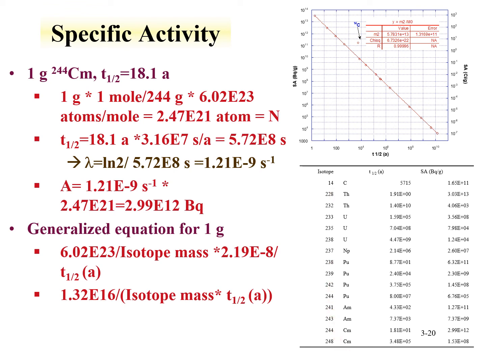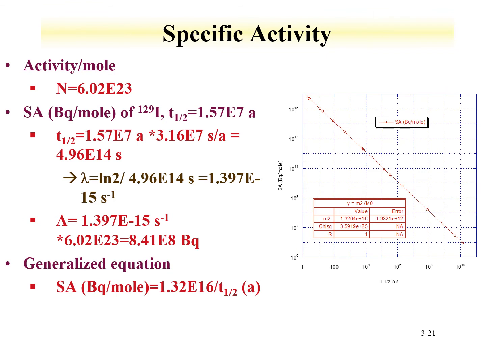A better way of looking at specific activity would be to actually look at molarity. If one looks at the specific activity in activity per mole, where N is equal to 6.02 times 10 to the 23rd, let's do becquerel per mole of iodine-129, listed here. The half-life is shown here. I calculate the specific activity.